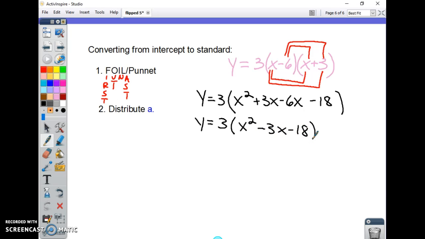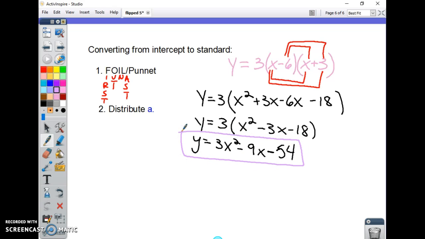Then the last step, we can now distribute that a value. So here we are, y equals 3x squared minus 9x, let's see, minus 54. I think so. And here we are with our final answer again. So this one's a little bit easier to go through.